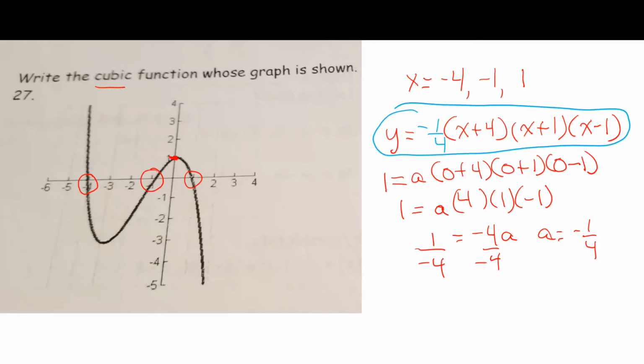All right, let's try one more. Again, we want to find out what is x when y is 0. And I can see that x is -3. X is going to be -3. And over here, x is 2. But you see there's a bounce here. So this is going to be 2 of them.